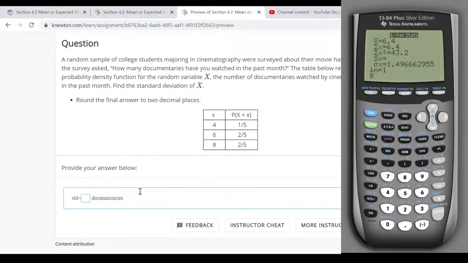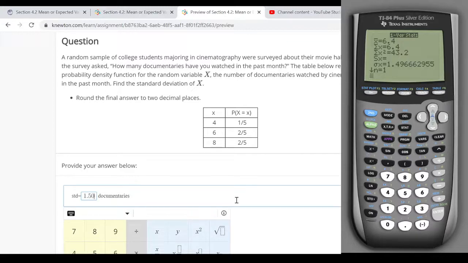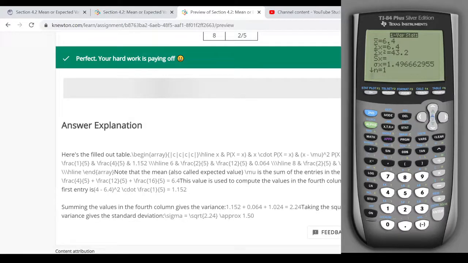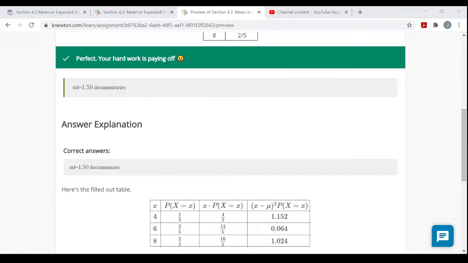So it's again 1.50. And the X here represented the number of documentaries somebody watched in the last month, 4, 6, or 8, and the probability that they watched that many. But you can read the problem if you wish. But the standard deviation rounded to 2 decimal places would be 1.50. Right, 1.50. Again, pay attention to how they want you to enter the answer.